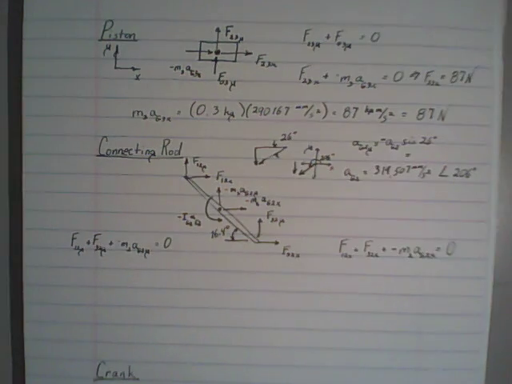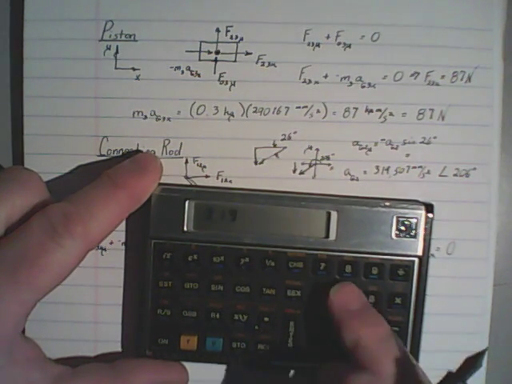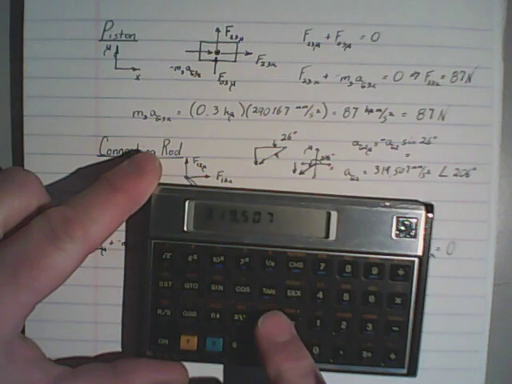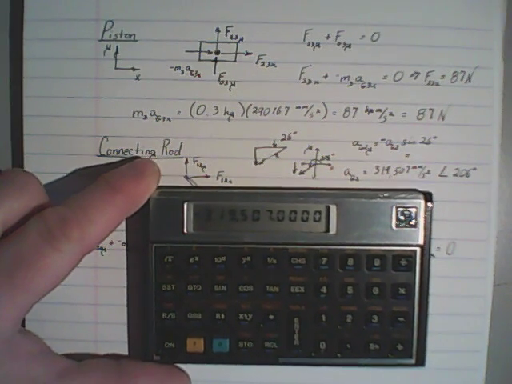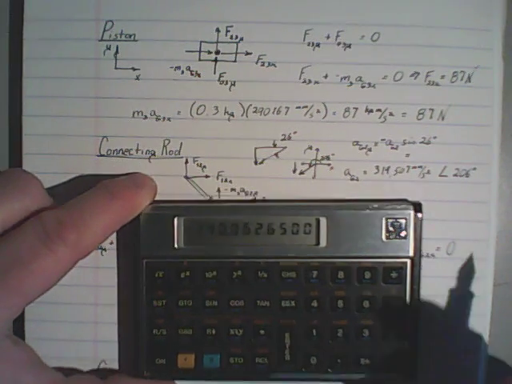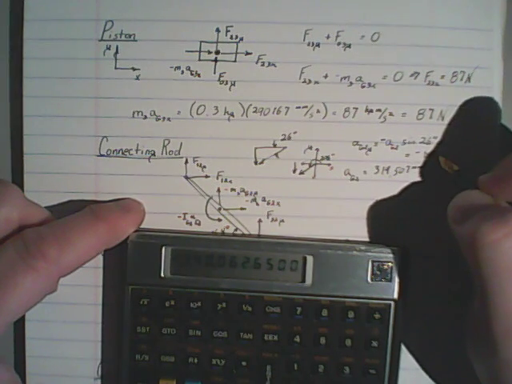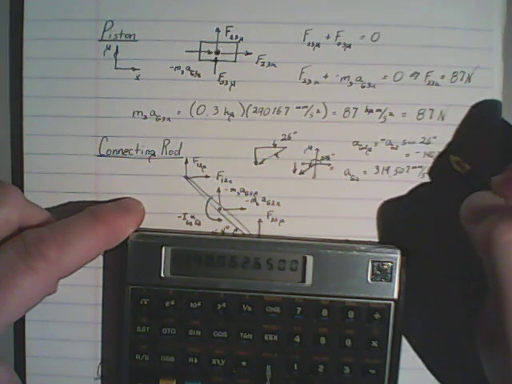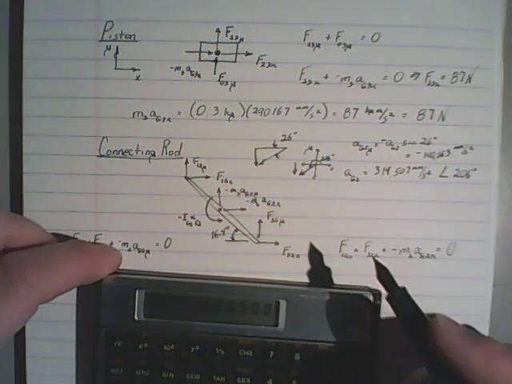So, if I calculate that, I have 319,507, and I will go ahead and apply a negative to it right now. I will multiply that by the sine of 26, and I end up with negative 140,063 millimeters per second squared. That's a_g2y.